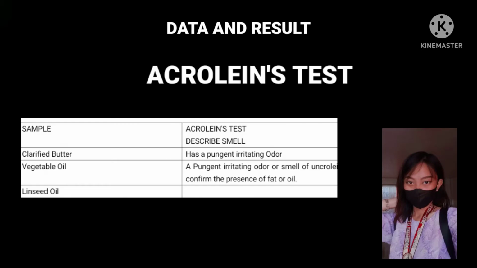We go to the acrolein test. We have three examples here, which are clarified butter, vegetable oil, and linseed oil. For our observations, the clarified butter has an irritating smell, which means it has the presence of fat. The vegetable oil has a pungent, irritating odor, which means this is also positive for fats. Linseed oil contains fat also because it has an acrolein smell.